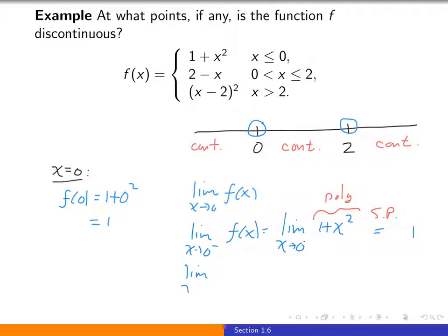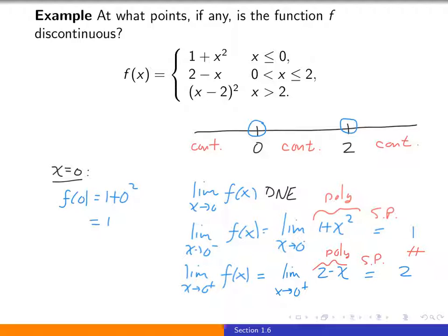Similarly, if we look at the limit as x approaches 0 from the right, the function is defined as 2 minus x. So this is the limit as x approaches 0 from the right of 2 minus x, which is also a polynomial. So by the substitution property, we can just substitute in x equals 0, and the value of the limit is 2. 1 is not equal to 2, so the limit as x approaches 0 of our function does not exist.